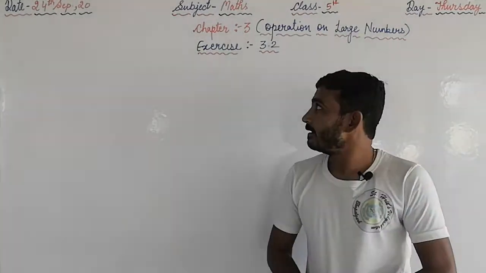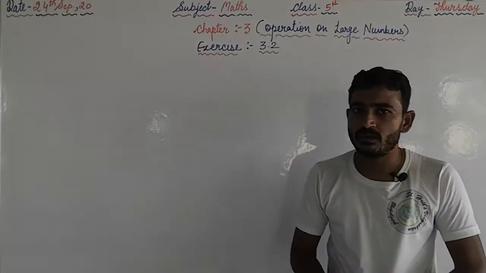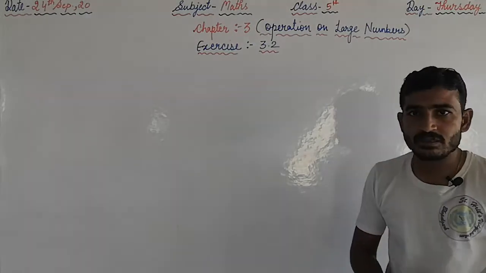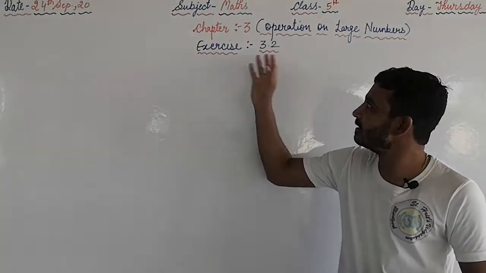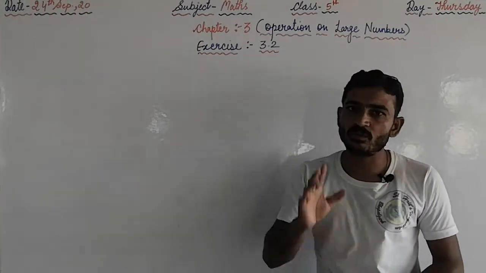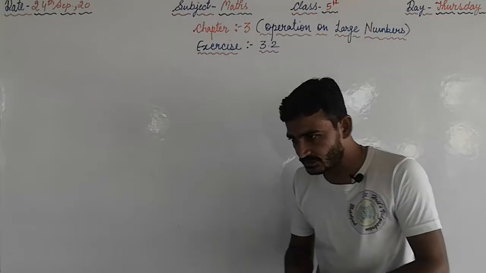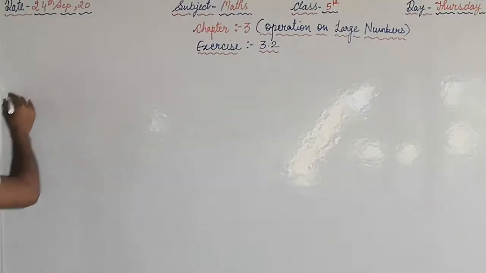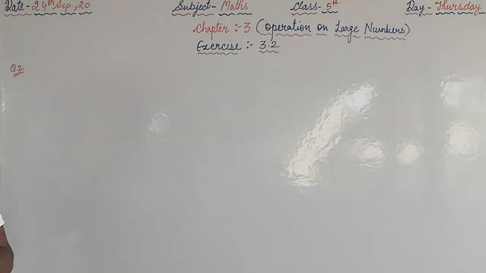We are in chapter number 3, that is operation on the large numbers. For this lecture we are going to discuss exercise 3.2. Question number 1 we already discussed in our previous lecture. Now we are going to discuss question number 2 of exercise 3.2. Are you ready, beta? Okay, now see question number 2.